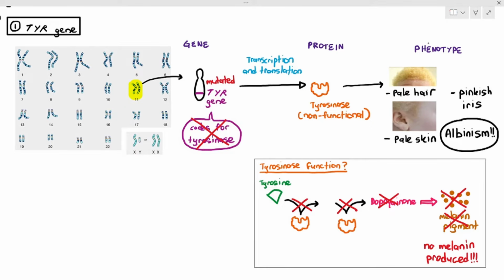The symptoms of a person with albinism is they usually have pale hair, pale skin, pinkish iris. They have a tendency to avoid very bright areas, and there are cases where people with albinism will have a higher chance of developing skin cancer if they are exposed to ultraviolet rays for a prolonged period of time. They have to be careful with that as well.